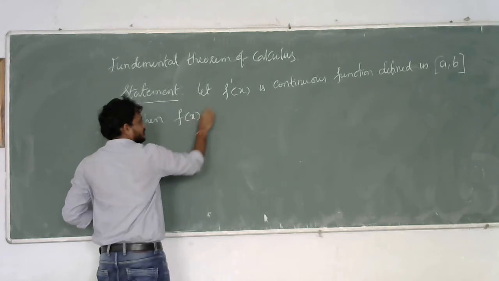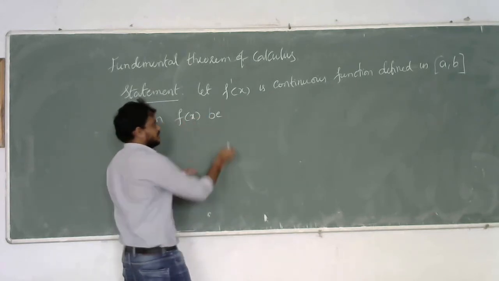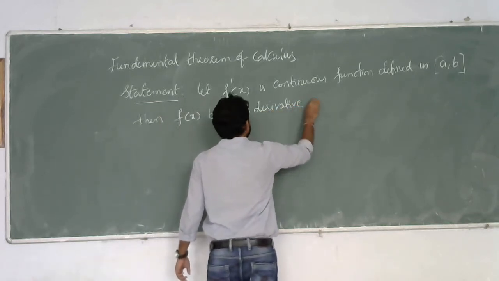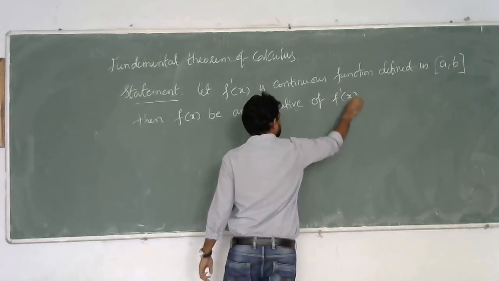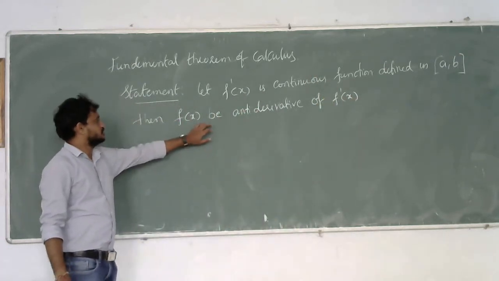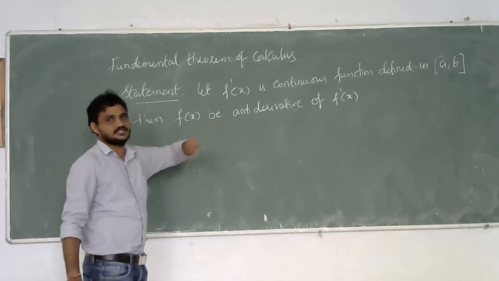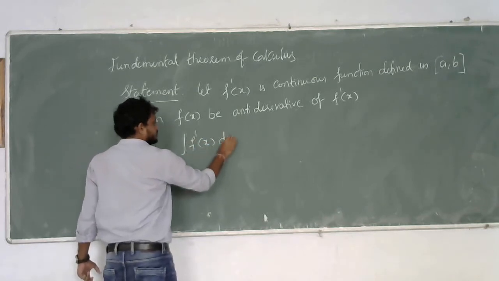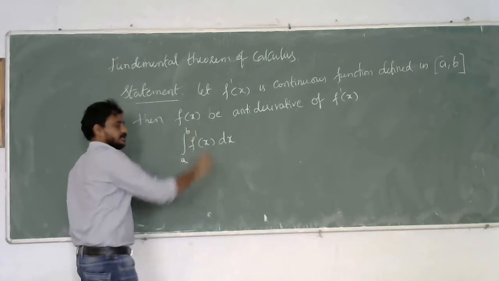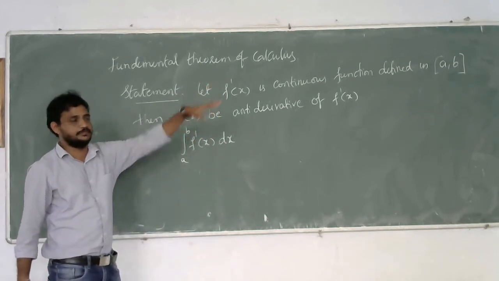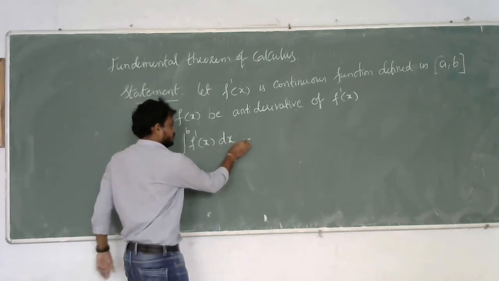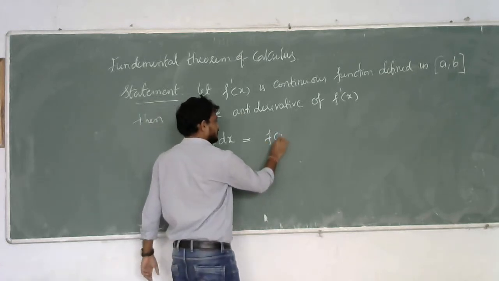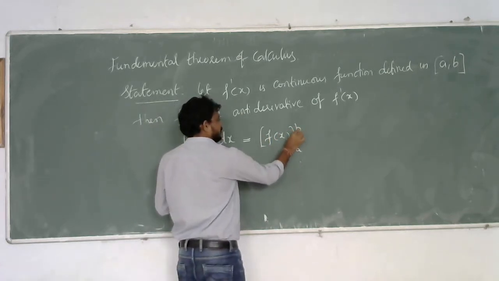Then this f of x be an antiderivative of f dash of x. Here f of x be antiderivative of f dash of x, then integral f dash of x into dx in the interval a to b is equal to, first we have to do integration. So integration of f dash of x is f of x and the limits are a to b.